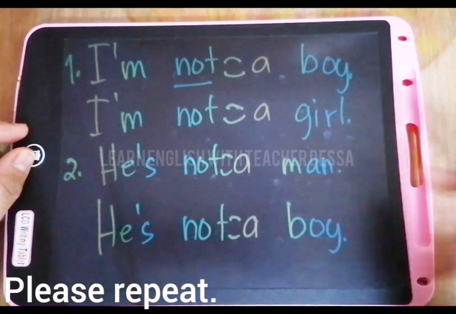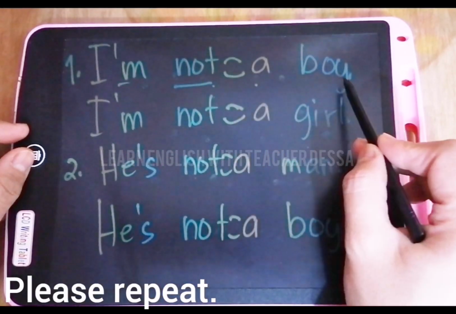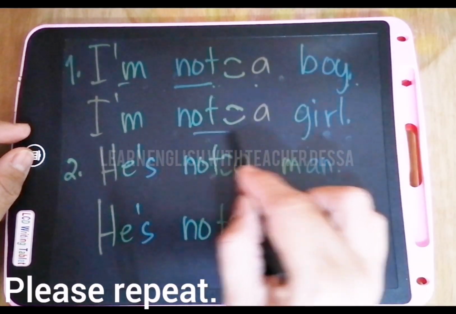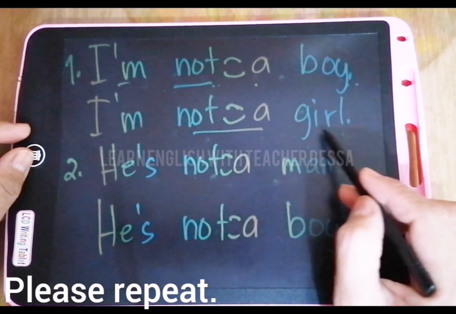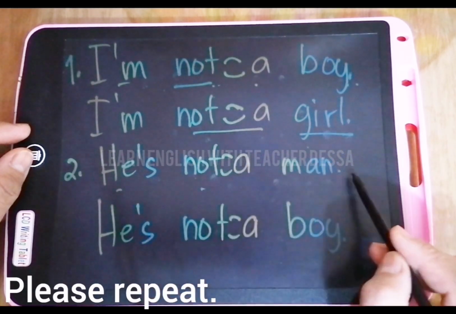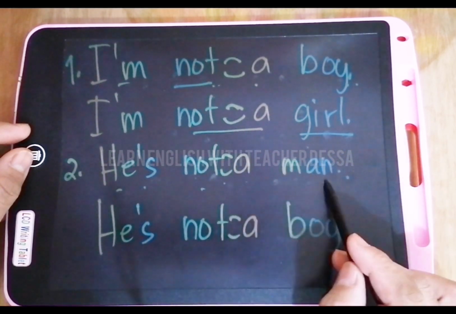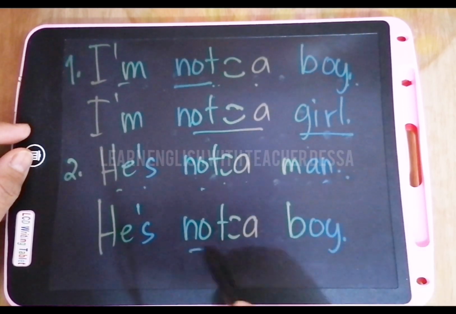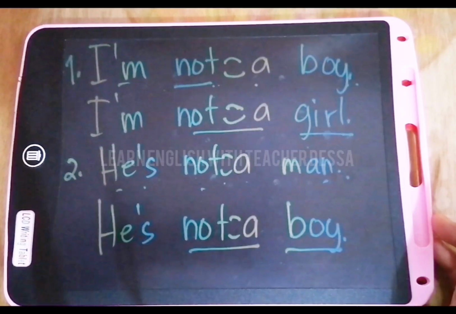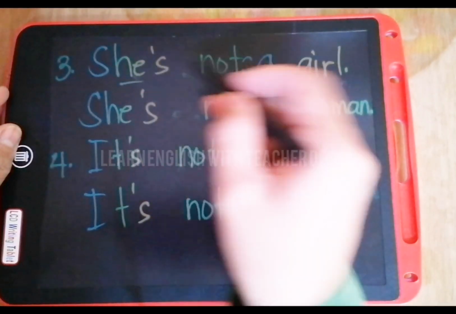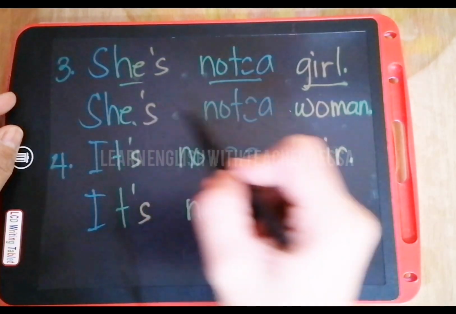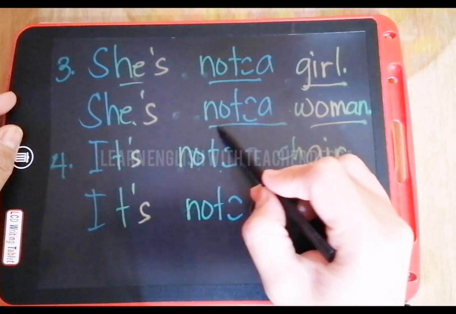The first one, I'm not a boy. I'm not a girl. Number two, he's not a man. He's not a boy. The next example, she's not a girl. She's not a woman.